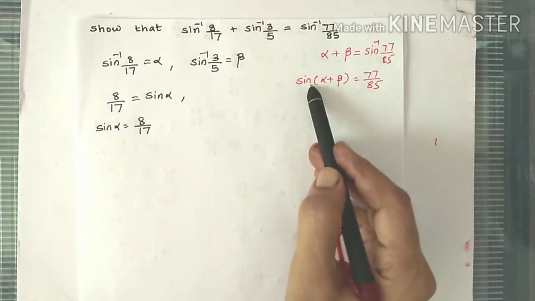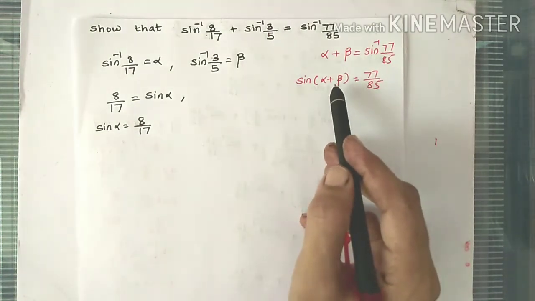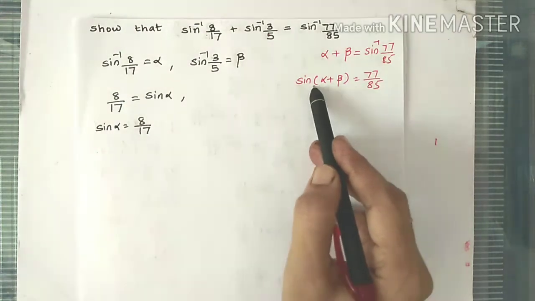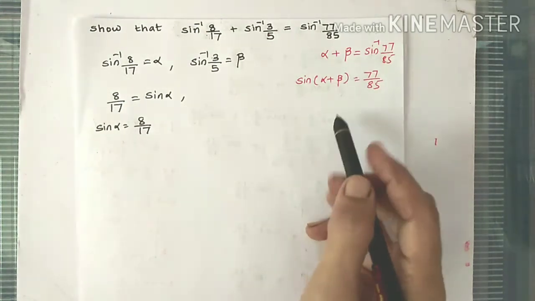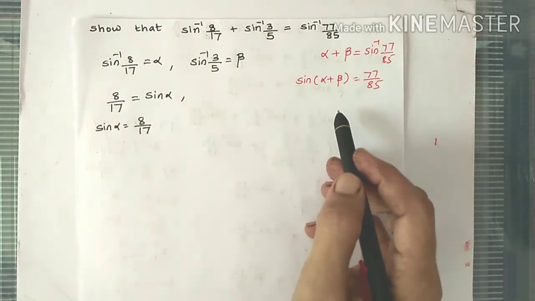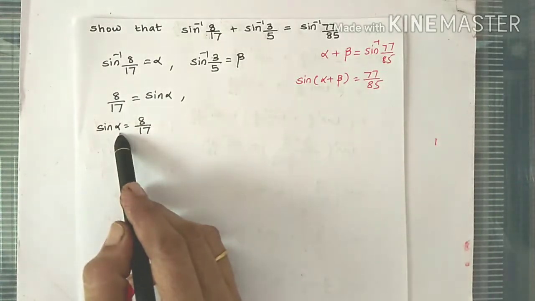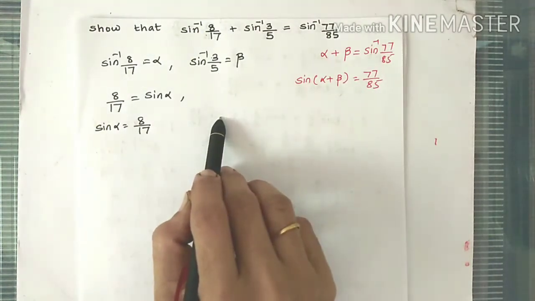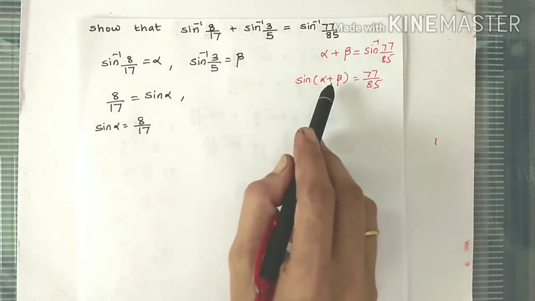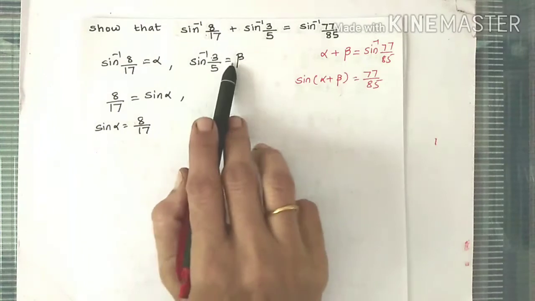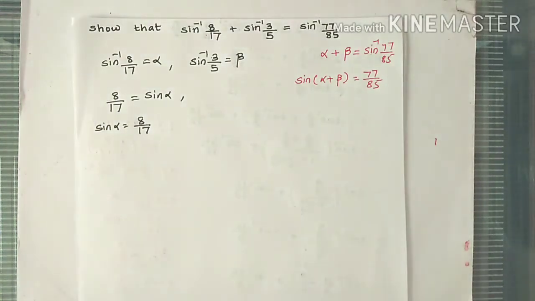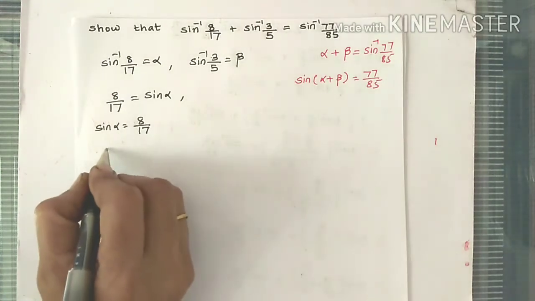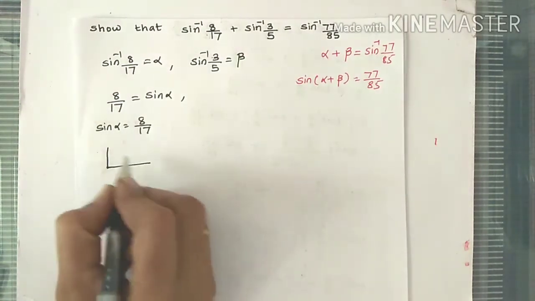Now for this we can use the formula of sin of alpha plus beta. What is the expansion? It is sin alpha cos beta plus cos alpha sin beta. So sin alpha cos beta: now we have the value of sin alpha, but we don't have the value of cos beta. Solving this, we can find the value of cos beta. The next term is cos alpha sin beta. In that case we have sin beta, but we don't have cos alpha. So again, solving this, we can find the value of cos alpha. So our next step is to find the value of cos alpha and cos beta. Using the right angle triangle, we can find the values.